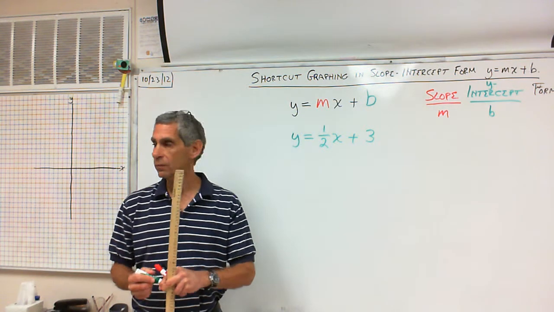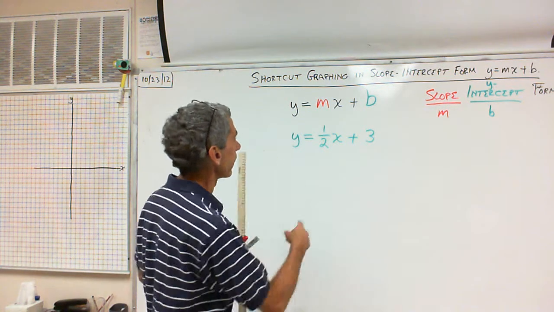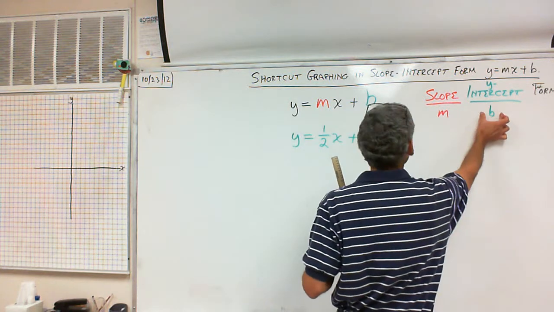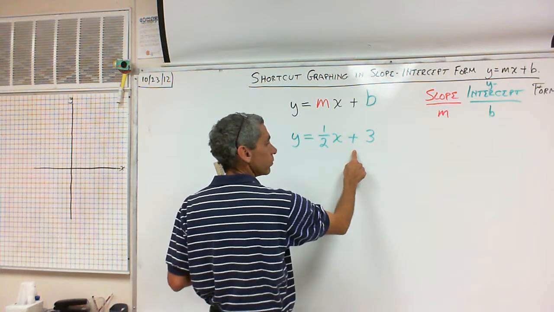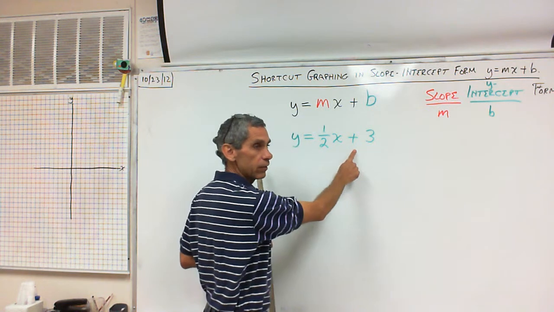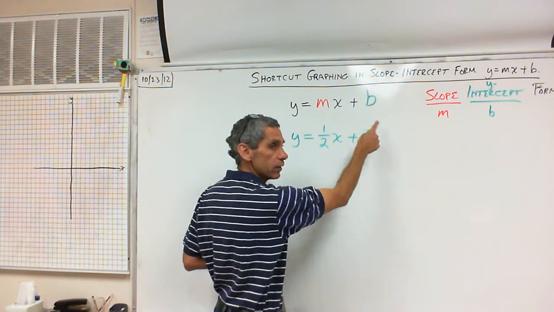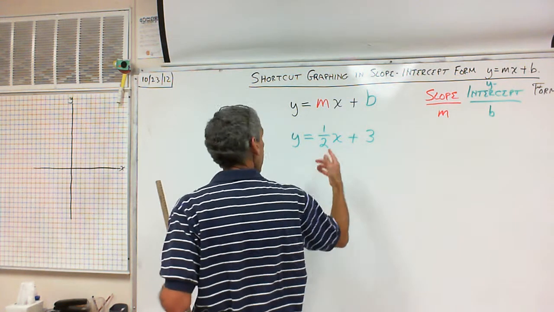Sal? 3. Exactly. Look at that. B is my y-intercept. If that were a -3, it would be -3. If it were a -6, it would be -6. If it's +3, it's +3. That's my intercept. So it's my y-intercept.